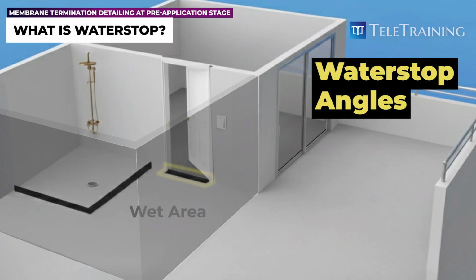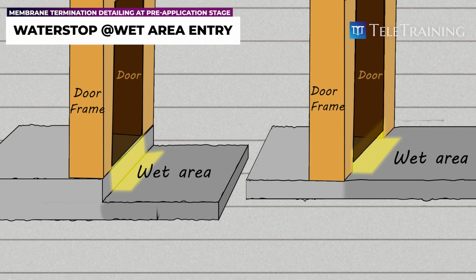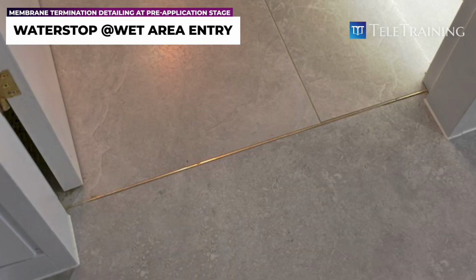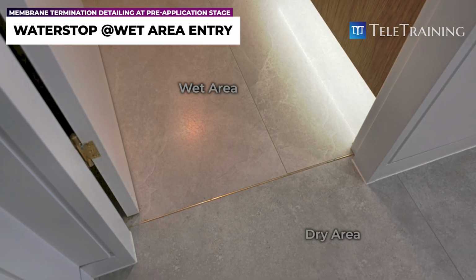We will look at the entry points to a wet area first. A water stop angle is always positioned within the width of the door at the entry point to a wet area, regardless of whether a set-down and concrete substrate is present. The water stop helps isolate the wet area from the internal dry area and ensures a clear boundary is maintained during tiling.